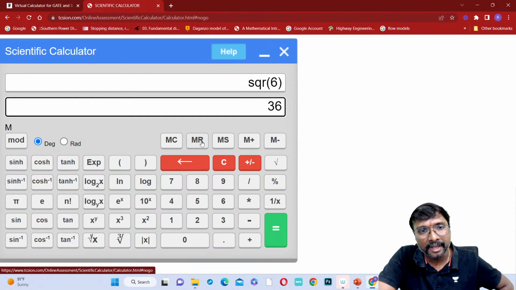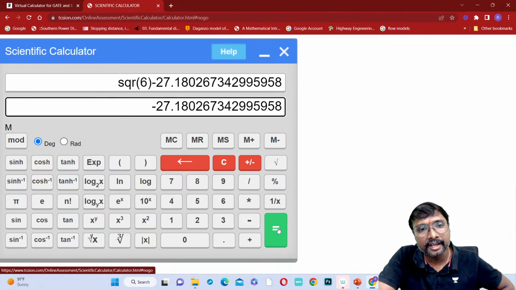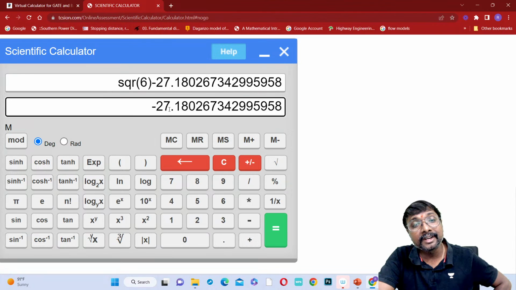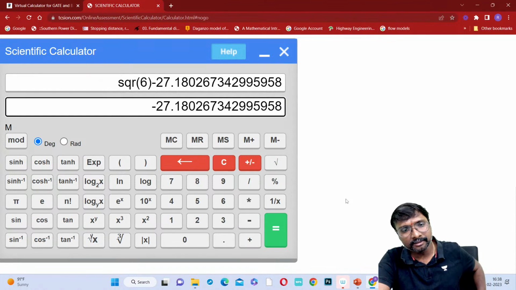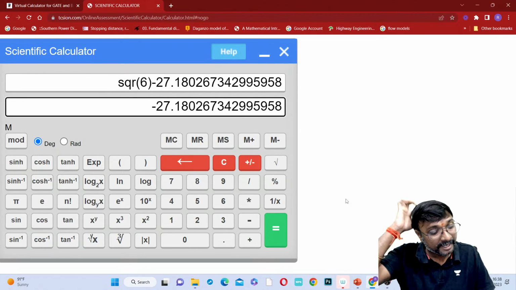So if you just update memory, right? What is that you can say? If you just update memory recall, what will come? Minus 27.18, right? That is what I have said, just 28, 27 nearby you will be getting. So like that you have to do it, right? Is that clear everyone? How to use this memory function? Memory plus, memory minus. Is that clear everyone?